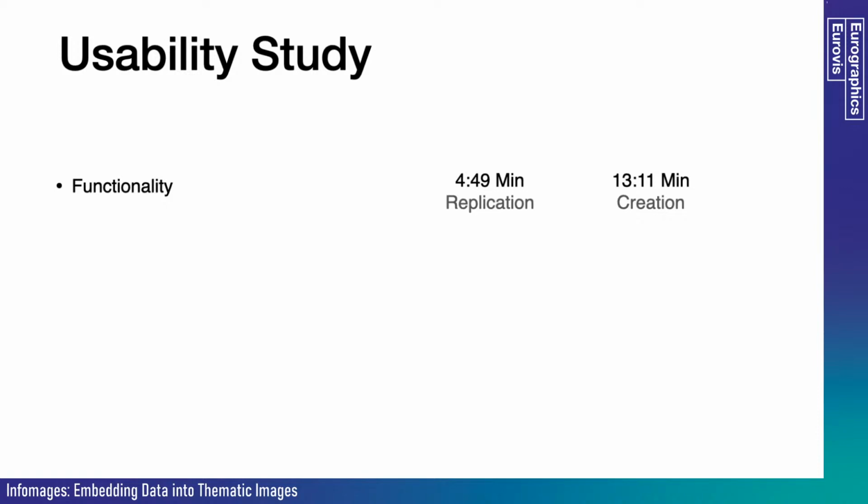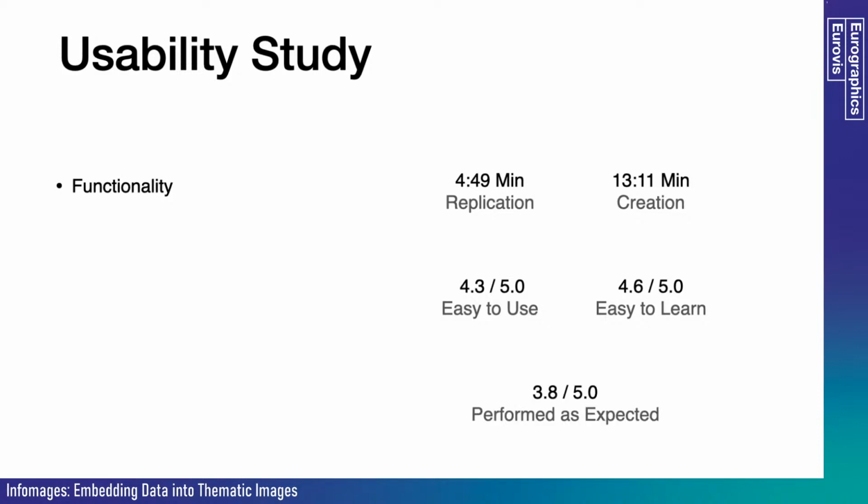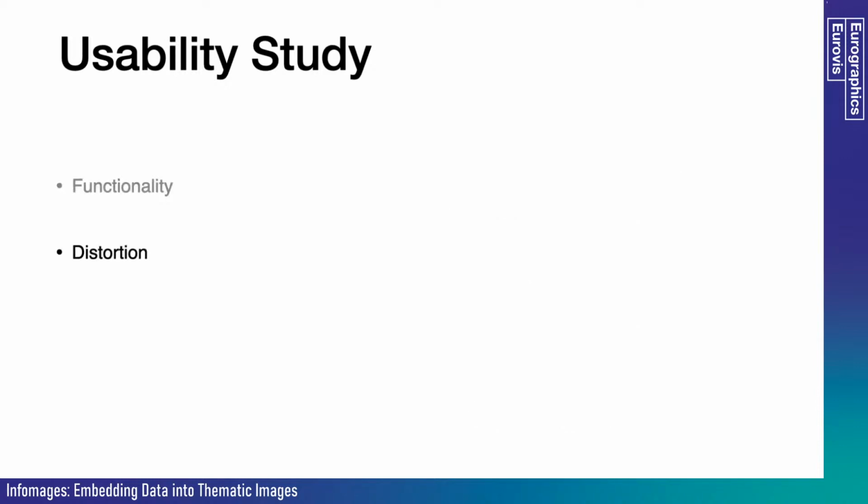Next, we asked participants to rate our tool's usefulness with a 5-point Likert scale. They rated the tool as easy to use with an average rating of 4.3. They also agreed that it was easy to learn with a rating of 4.6, while they gave it a lower score when asked if it performed as expected. They stated that at times the segmentation was not accurate, although it was easy to perform. They also stated that the placement of line charts was not perfect and appeared at locations they did not expect.